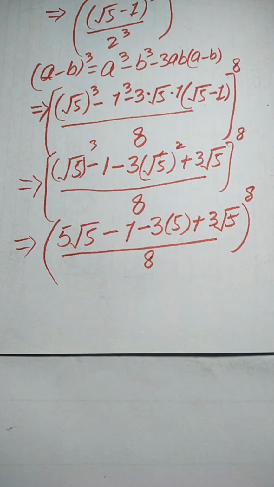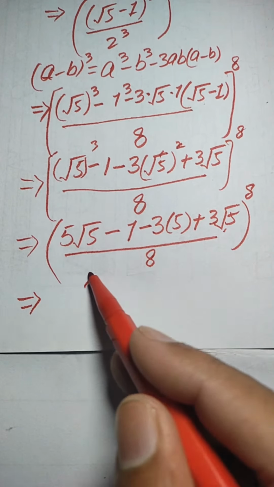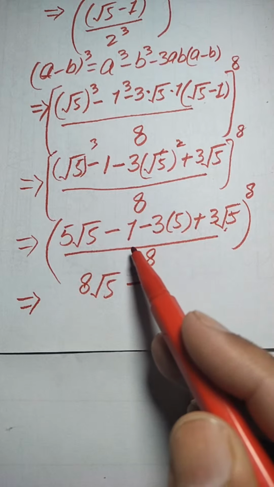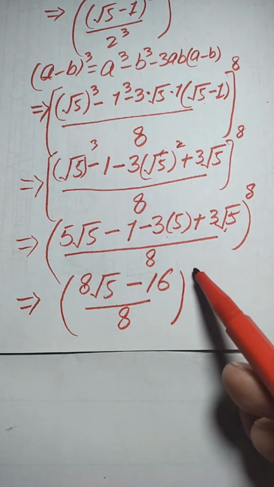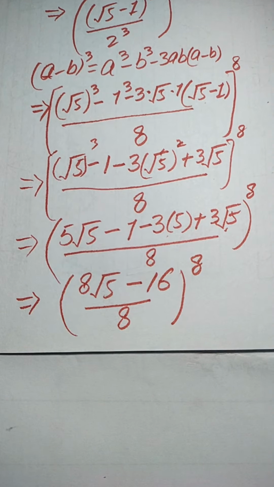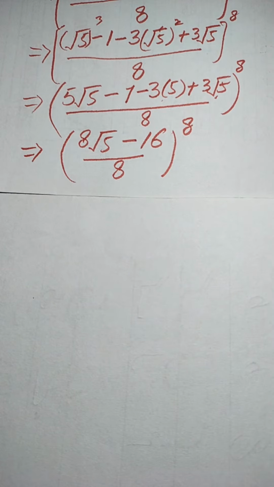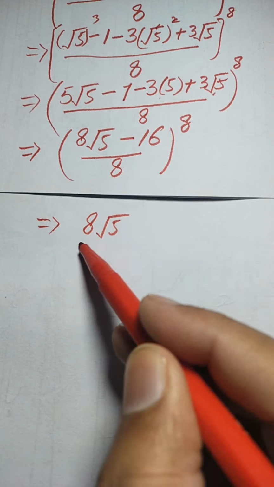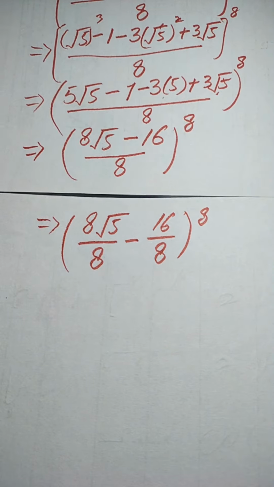In the next step we need more simplifications. We have 5 times square root of 5 and 3 times square root of 5 becomes 8 times square root of 5, and minus 1 and minus 3 times 5, which is 15, gives minus 1 minus 15, which is minus 16, divided by 8 with whole exponent 8. Further, we need to break this fraction and write 8 separately under both values, so it becomes 8 times square root of 5 divided by 8, minus 16 also divided by 8, and its whole exponent is 8.